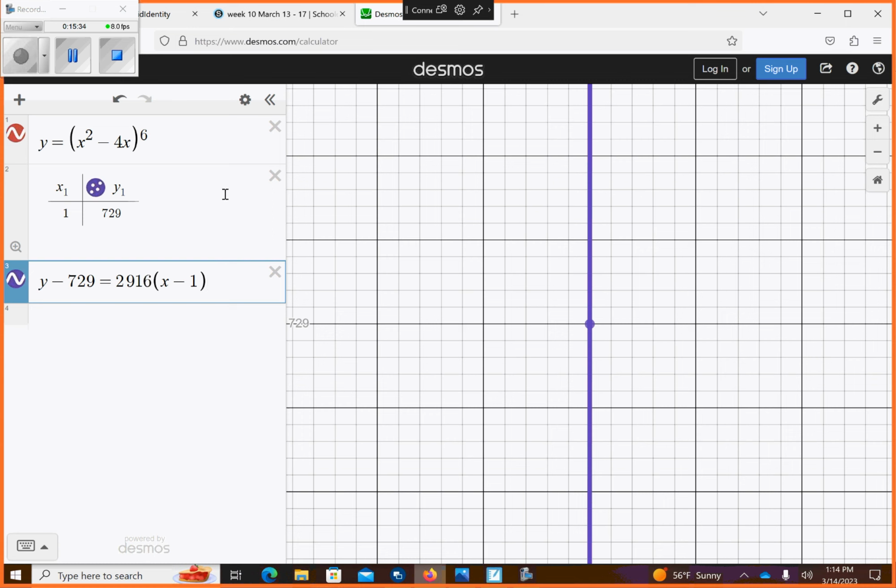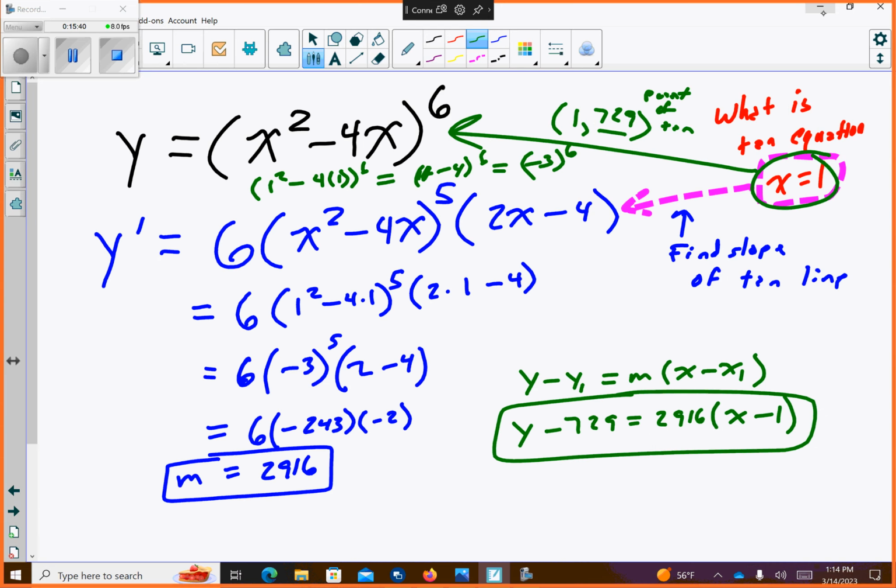Okay, so let's get away from Desmos, because though it could be our friend, it could also be a little hurtful to think about that.